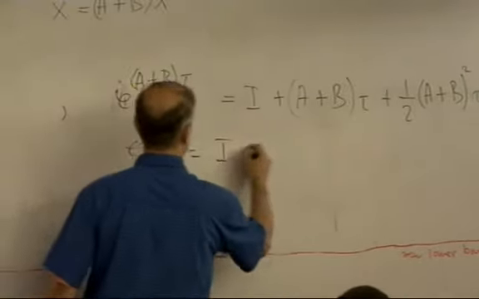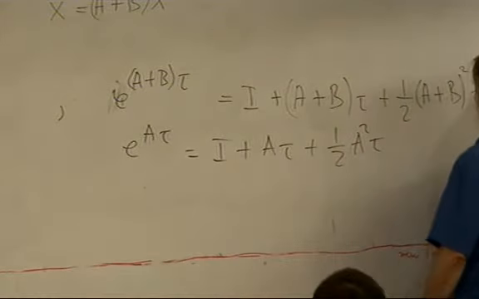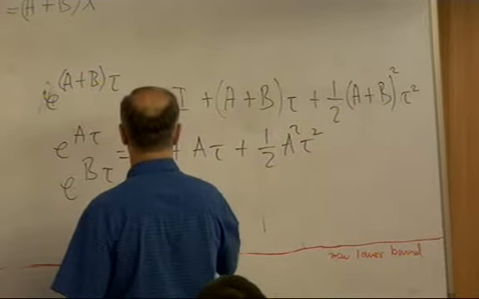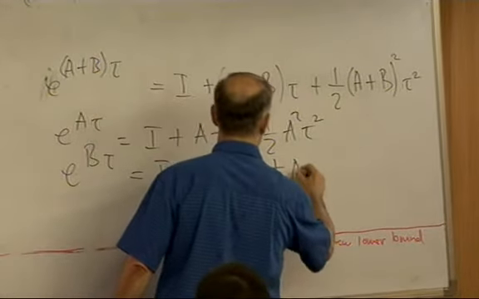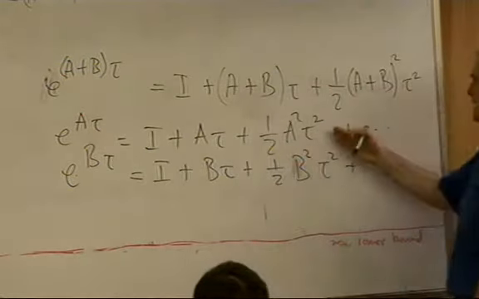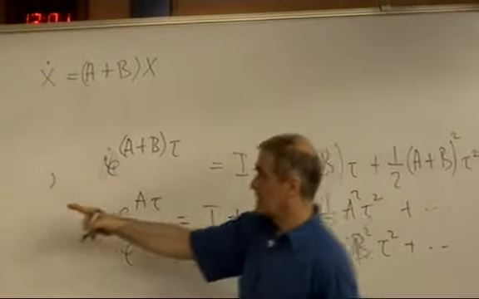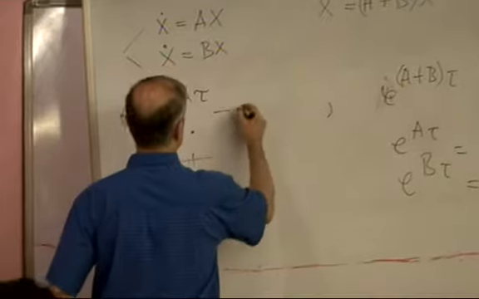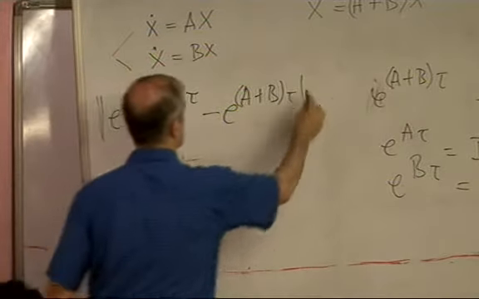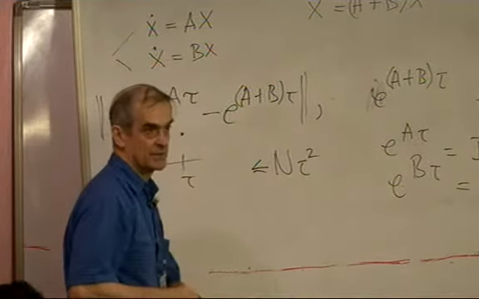And then e to the A tau is I plus A tau plus 1/2 A squared tau squared, sorry, also squared, right? And e to the B tau likewise, plus higher order terms, just like big O of tau squared. And now when we multiply and take the difference, we can see that in operator norm it is less than or equal to a constant times tau squared, because the first order disappears.